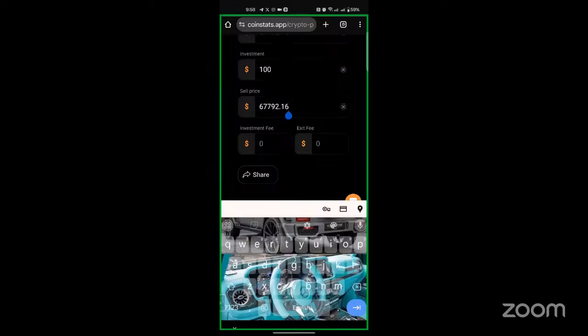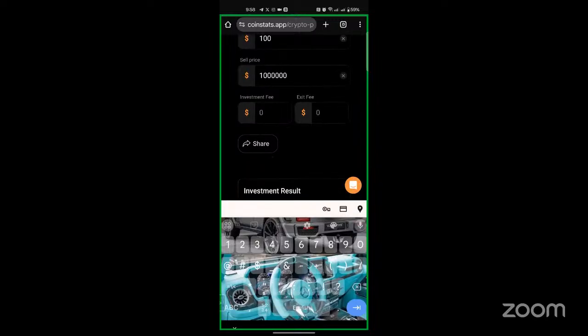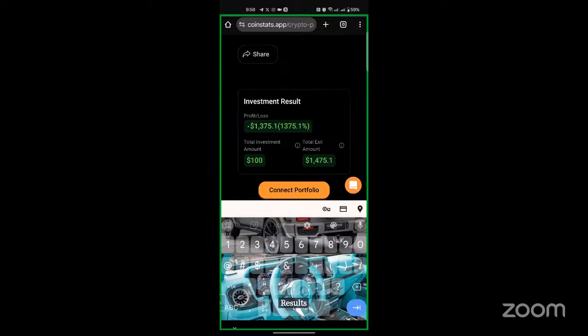Selling price, 1 million. Results. Okay. You'll make $1,000, my brother. You'll make $1,475 if you put in $100 and you wait until it becomes 1 million.